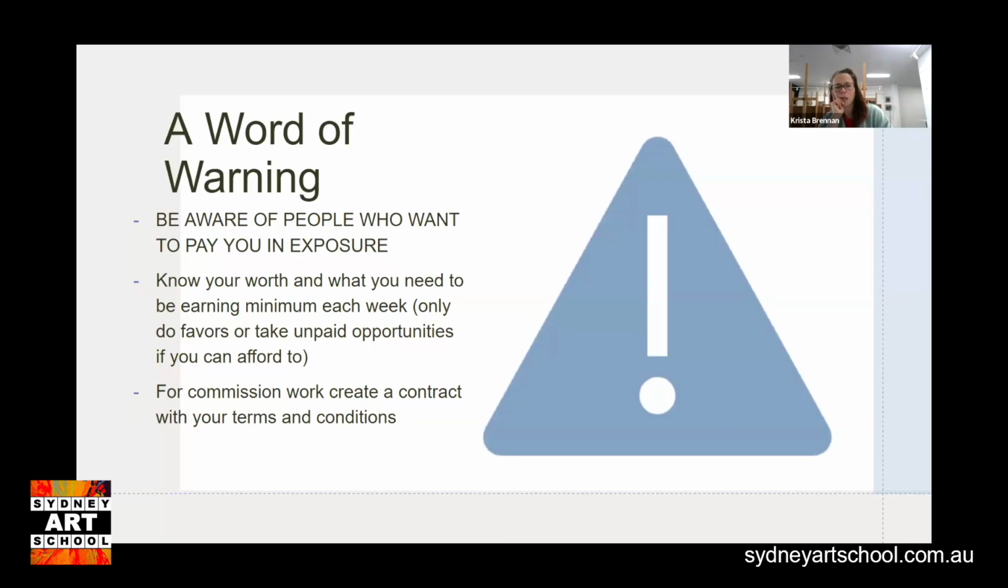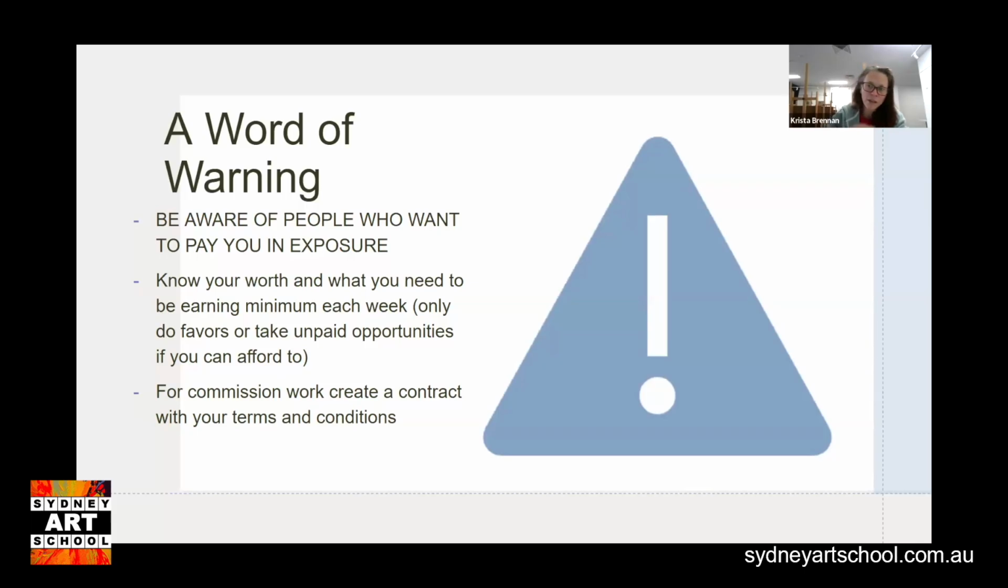Any time I've been offered a job and the remuneration of it is exposure, it's always been by people who are not professional enough to understand that artists should be paid for their work. And consequently, the exposure that they are offering is meaningless because they're not big enough, they don't understand the industry well enough to actually understand how to give you good exposure anyway.